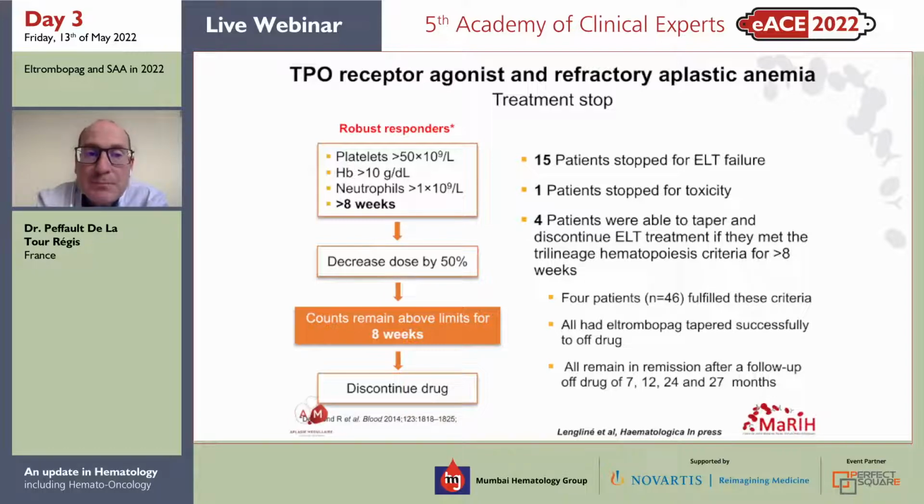So what is a robust response? It's when your platelets are more than 50,000, hemoglobin level more than 10 grams per deciliter, and neutrophils more than 1,000. What we were doing in those patients is to decrease the dose by 50% and then see if they are still with a robust response at 8 weeks after decreasing. And if it's the case, then we stop the drug. Of the 4 patients who stopped at the time of the paper, there is only 1 who relapsed and then developed an MDS and died. But the 3 others are still off drug since then.